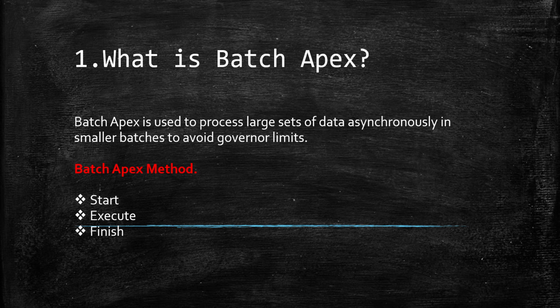Batch apex is used to process large sets of data asynchronously, that is in smaller batches, to avoid your governor limits.